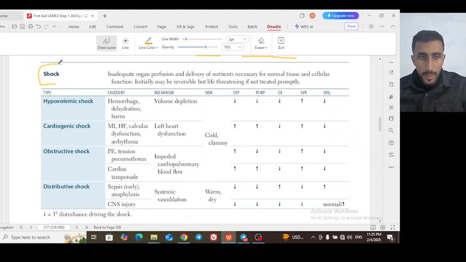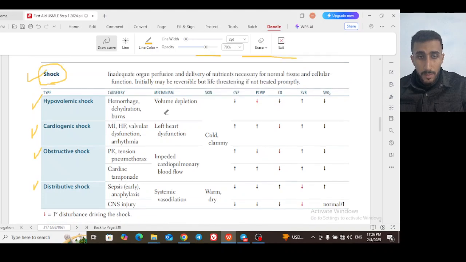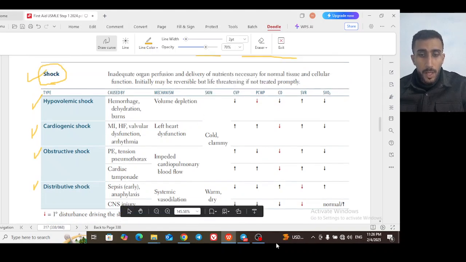Again, another very important topic here is shock. Shocks are subdivided into different kinds: hypovolemic shock, cardiogenic, obstructive, and distributive shock. We have our table here, very high yield. We're going to spend some time on it to break it down further.